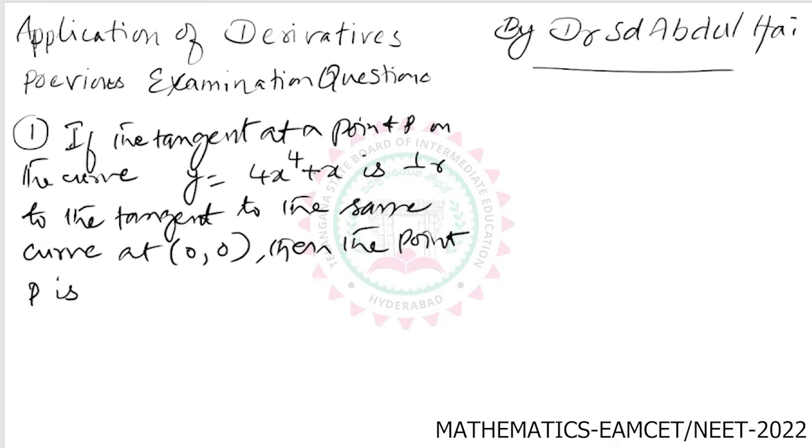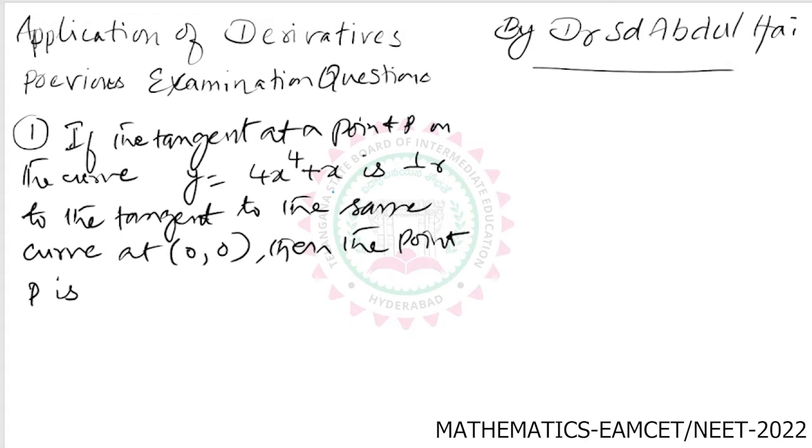is, if the tangent at a point P on a curve, one curve is given, that is y equal to 4x4 plus x, and this tangent is perpendicular to one more tangent at the point origin to the same curve. So it means that there are two tangents, one tangent at some point P, another tangent at the origin, isn't it? So both tangents are perpendicular to each other, then we have to find the point at which these two tangents intersect.